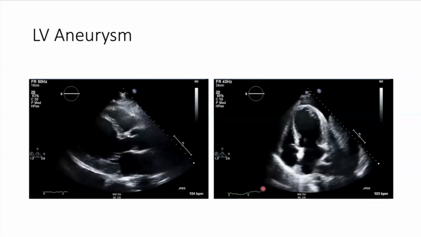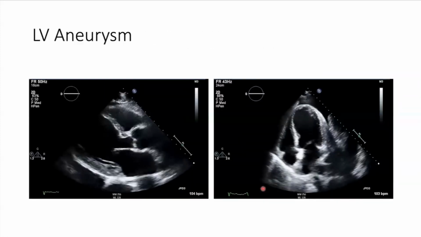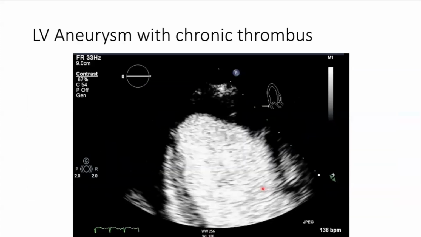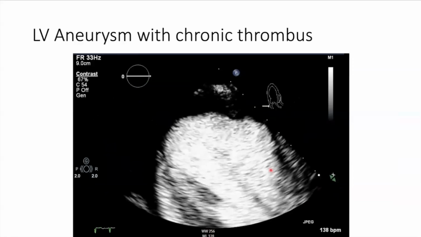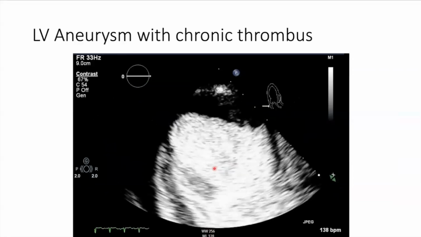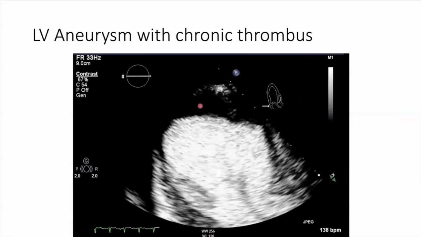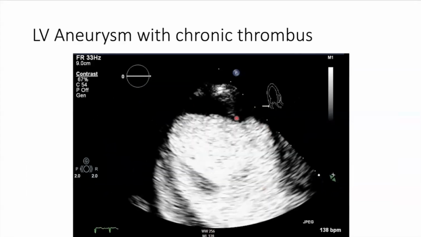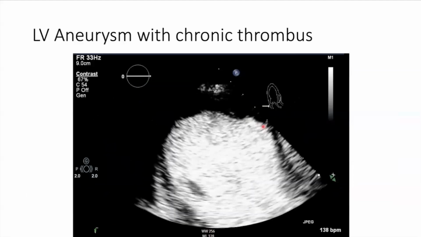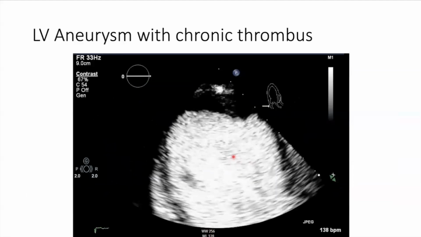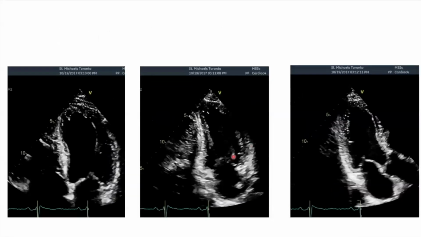So this was the earlier case of left ventricular aneurysm that we were looking at. When you add contrast to this patient, you see that the contrast is not percolating into the myocardium in the apex, and there's a sharp demarcation here. There's a flattening that's unusual, and that's suggestive of a chronic thrombus.